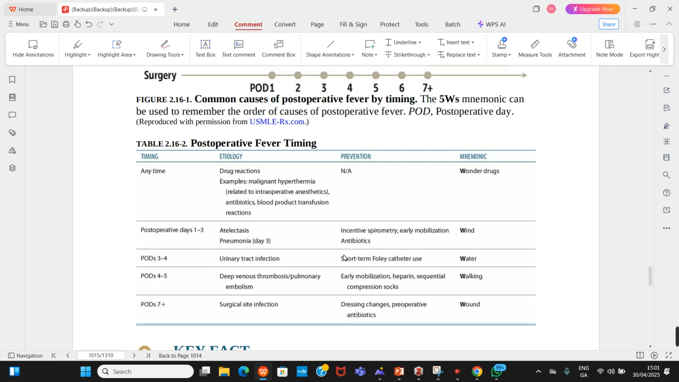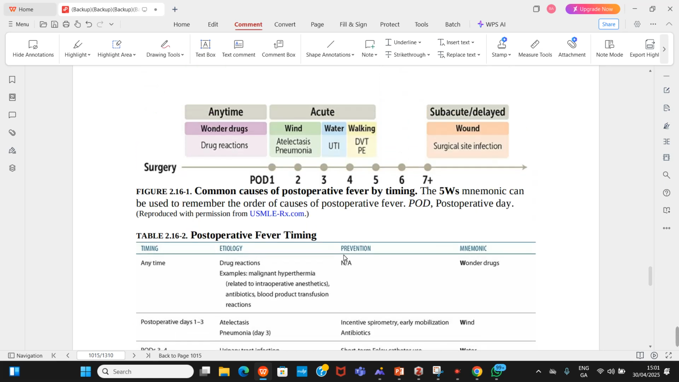So the first thing is for the timing, anytime. If somebody has post-operative fever anytime, it could be due to drugs. So drugs can cause post-operative fever at any time. There's no specific timing to drugs. It can occur at any time.